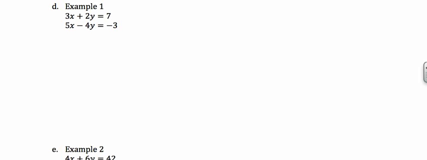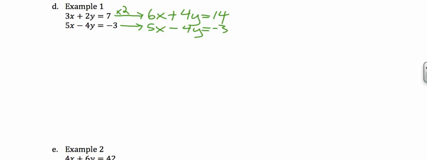My eye is immediately drawn to the y's because they already have opposite symbols, a positive 2 and a negative 4. I just need them to be opposite numbers. Well, I know I can turn a 2 into a 4 by multiplying by 2, so I'm going to multiply just my top equation by 2. My bottom equation I'm going to leave alone. So when I multiply my top equation by 2 to get another true equation, this is what I get. And my bottom equation stays the same.